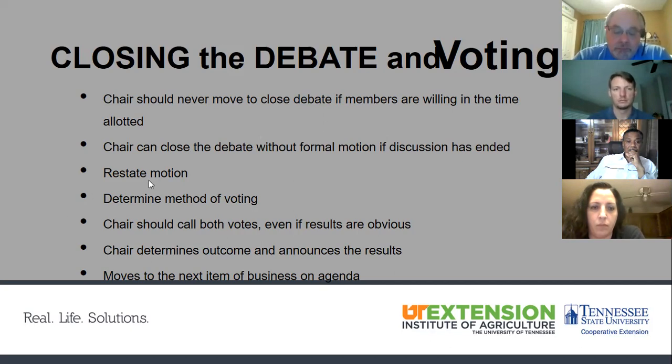Then I'm going to restate the motion that we're going to vote on. In my mind, I'm determining the method of voting. Is this a simple yes, no vote? Do we need to have a counted vote? And you always call for both votes. If it's obvious that it's unanimous, say we're voting to give out free water in the desert, and we know that everybody's going to vote for it, I still have to call for the negative vote.